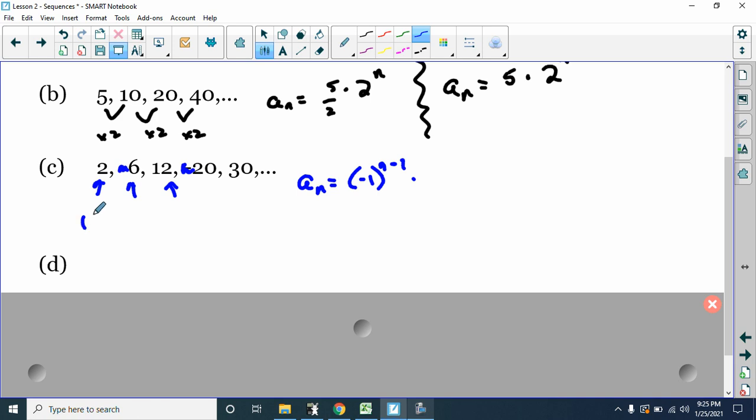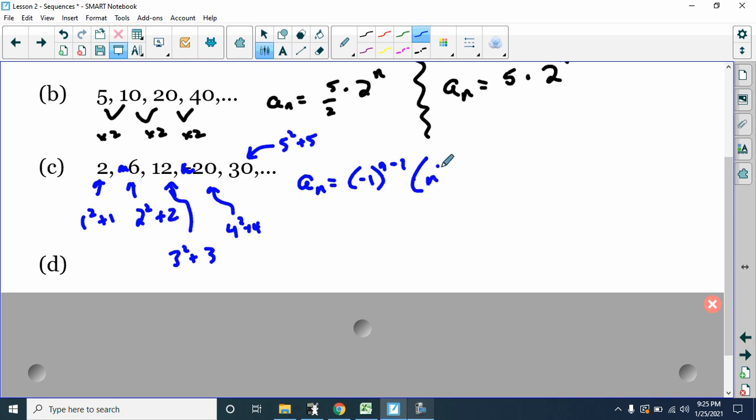If I want 2, I could also do 1 squared plus 1. 1 plus 1. Here I've got 2 squared, 4 plus 2. Here I've got 3 squared plus 3. 4 squared plus 4. And hopefully we're starting to recognize a pattern. 5 squared plus 5. So this is n squared plus n.